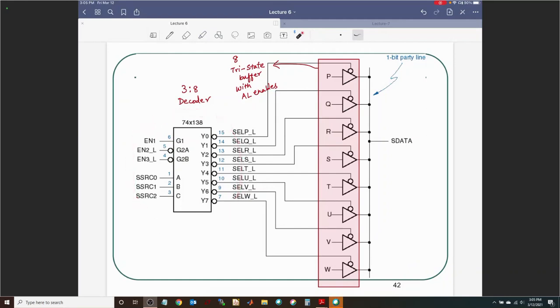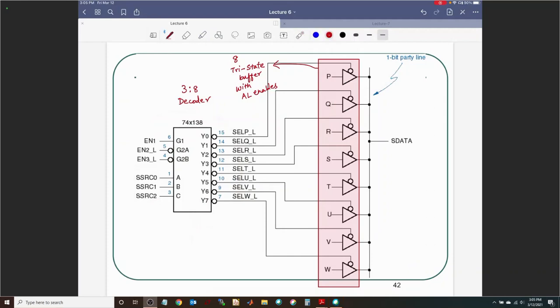The decoder will make sure that only one tri-state buffer is active at any given time, no matter what you give at the input, it will make sure that only one guy is active. Now, you might be wondering what P, Q, R, S, T, U, V, W are. So what do you guys think that those are?